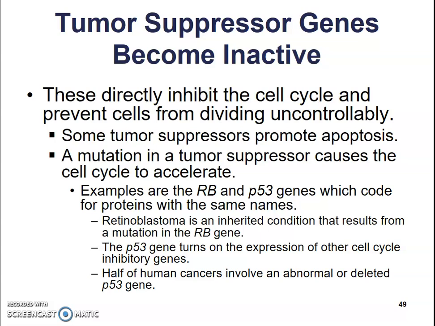Retinoblastoma is an inherited condition that results from a mutation in the RB gene, and the P53 gene turns on the expression of other cell cycle inhibitory genes. Half of human cancers involve an abnormal or deleted P53 gene.